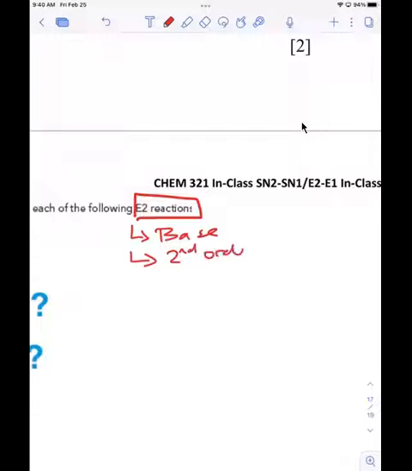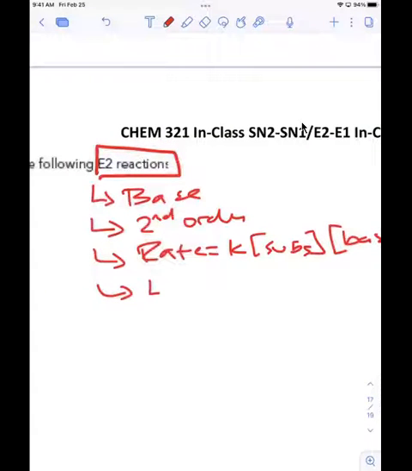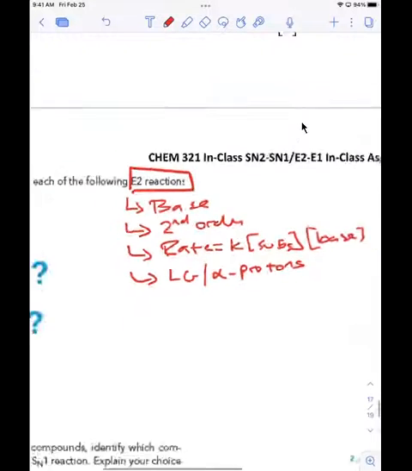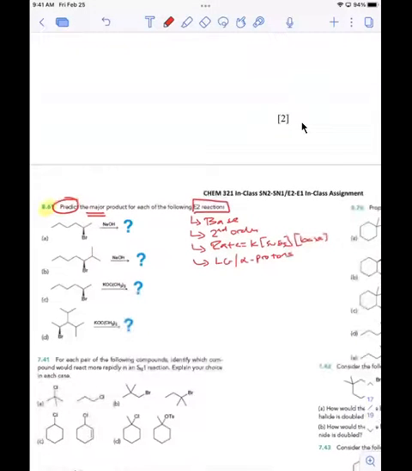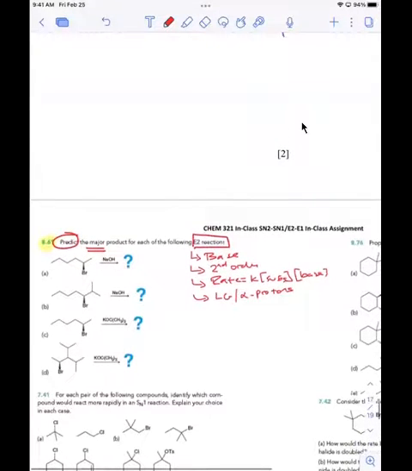I know the rate law is k times the substrate times the base concentration. Right, these are all things I know. And I know that my products are going to be based on wherever that leaving group is and wherever the alpha protons are that are adjacent to it. So in that first example, let me zoom in on that.